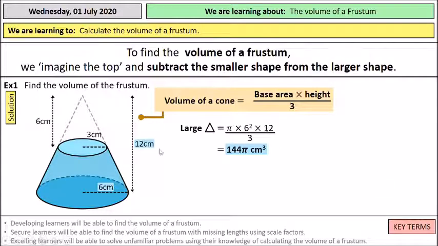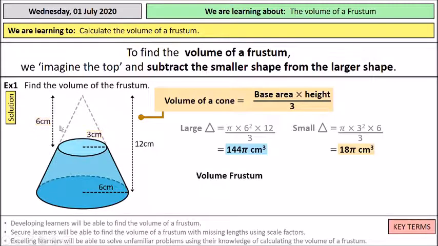Okay, so I found the whole shape, but now I just need to chop off this little top bit because it's not there, right? I'm only interested in the blue bit. So let's find the volume of this cone bit on top as well. My smaller cone has a radius of 3, so I'm going to do pi times the radius squared, multiply it by the height of the smaller cone, which is 6, divided by 3. So that gives me 18 pi centimetre cubed. So to find the volume of my blue frustum, all I'm going to do is take my larger volume and subtract the smaller volume, and that gives me 126 pi centimetre cubed exactly, and I am done.